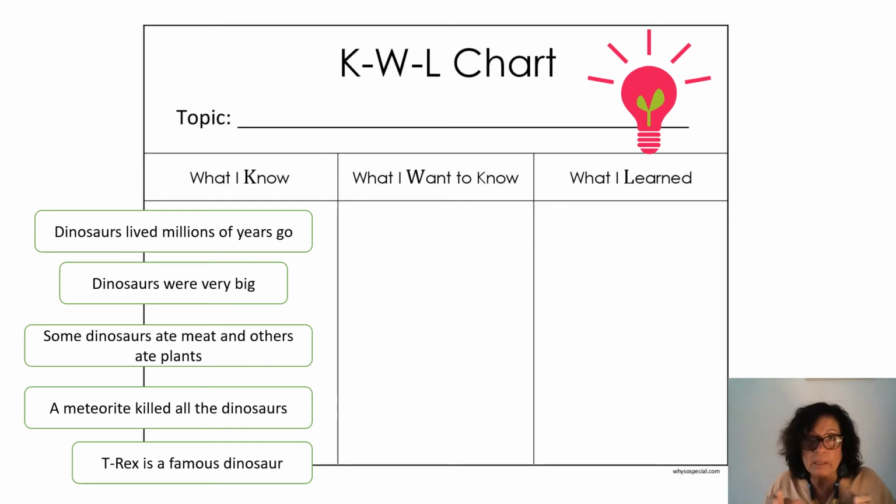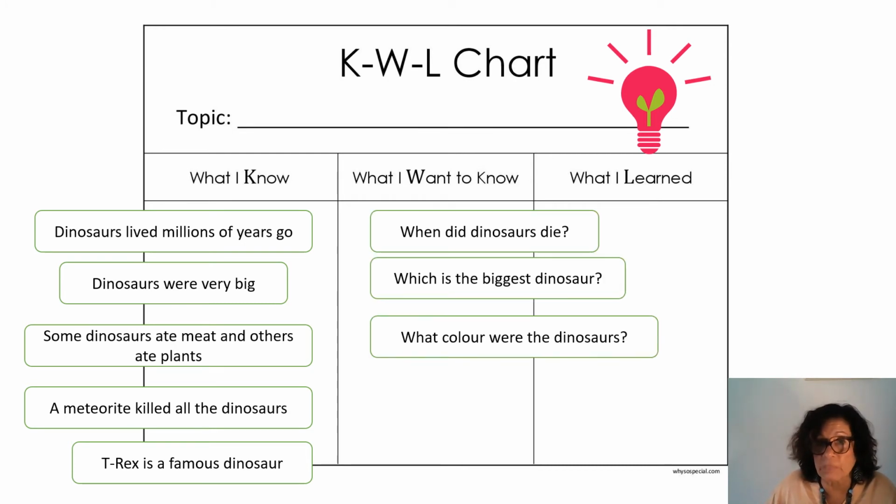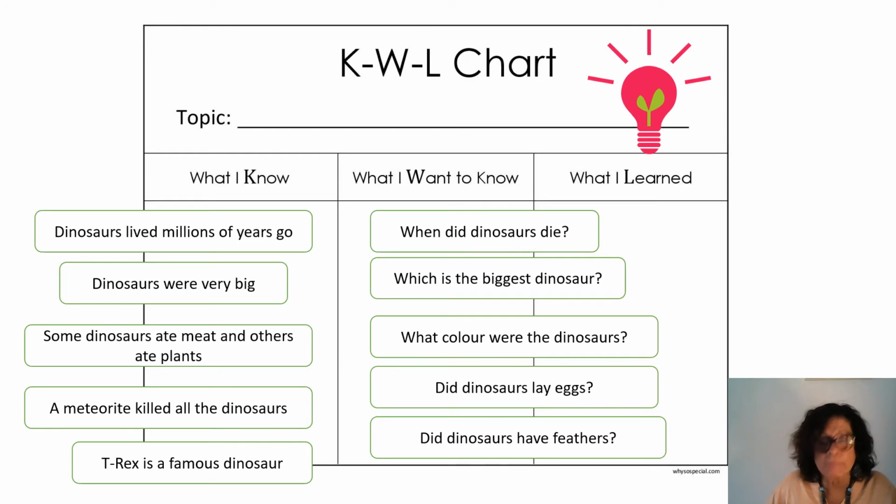The W column is what I want to know. In this column, they write what they would like to know about dinosaurs, and they do it in the form of questions that they would like to find the answer to, right? Okay, so then at the end of the lesson or at the end of the unit or at the end of both, you can do it at the end of different lessons, you will review the questions in the W column and ask learners to add the statements to the L column, that is what I learned in this lesson.